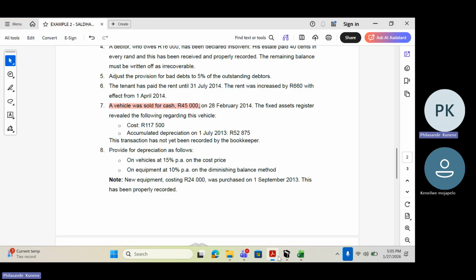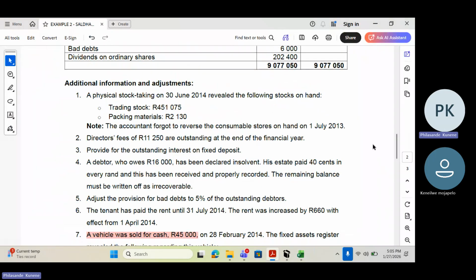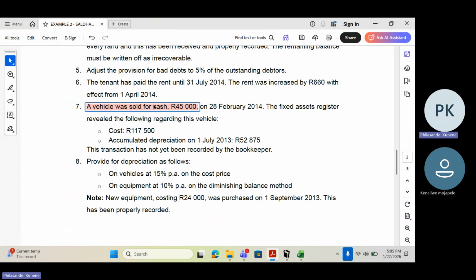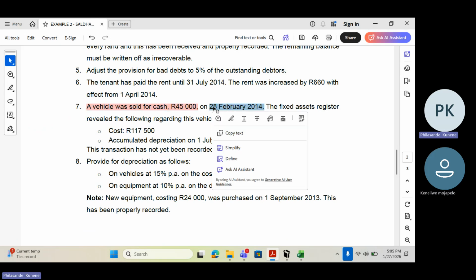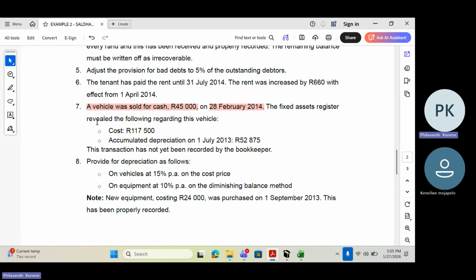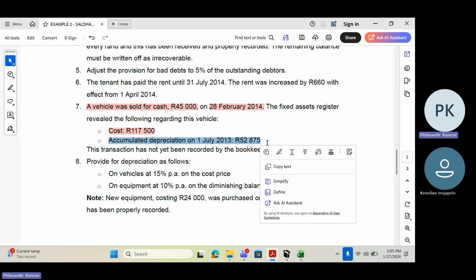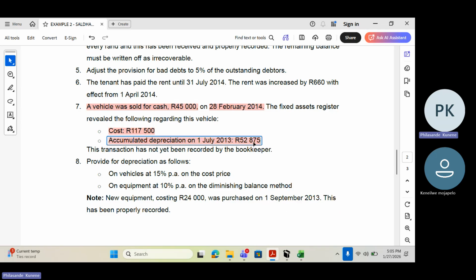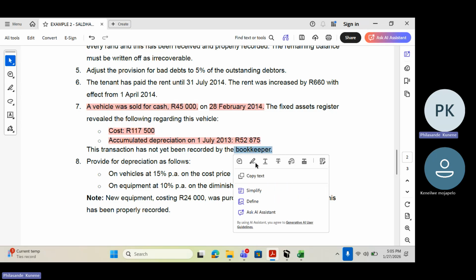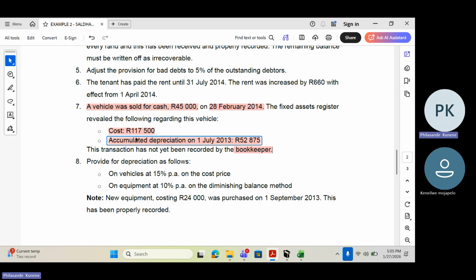Let's go back to the transaction. So transaction number 7, what did they say there? They said a vehicle was sold for cash, 45,000 rands on 28 February 2014, right? The fixed asset register revealed the following regarding this vehicle. We have a cost of 117,500, accumulated depreciation on 1 July 2013, that's 52,875. This transaction has not yet been recorded by the bookkeeper. So that's what we found about this one.